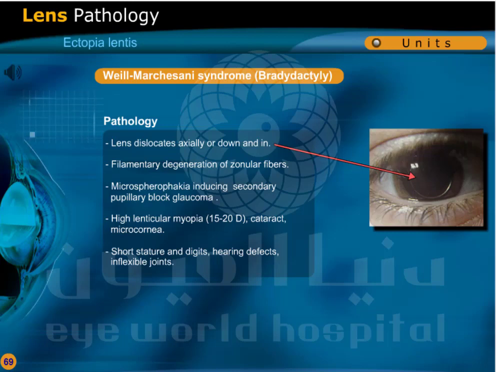Also, there is microspherophakia inducing secondary pupillary block glaucoma, high lenticular myopia of 15 to 20 diopters, cataract, microcornea, short stature and digits, hearing defects, and inflexible joints.